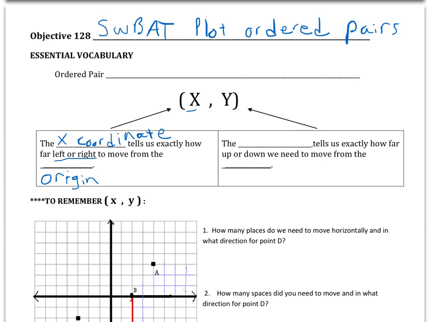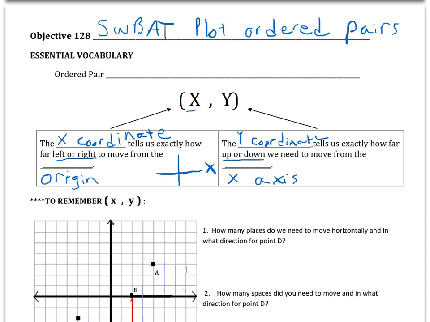And you guys learned in the previous lesson that the x-axis is the one that goes left and right, so it makes sense. The y coordinate tells exactly how far to move up or down, and again, from the x-axis. I'll explain that in a second.